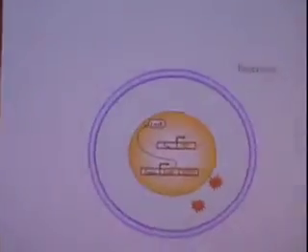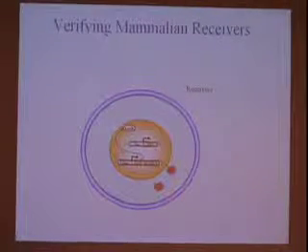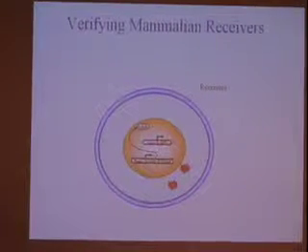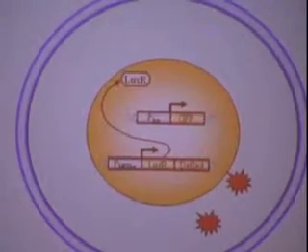We can also verify the mammalian receivers in a slightly different manner by simply introducing our signal AHL exogenously. We see here that we have constitutive LuxR production and DsRed production, which indicates that LuxR is being produced. And we have GFP under the control of the PLux promoter. So when we introduce AHL into the system, we expect that it'll bind LuxR and drive GFP production. Indeed, this is what we see experimentally.